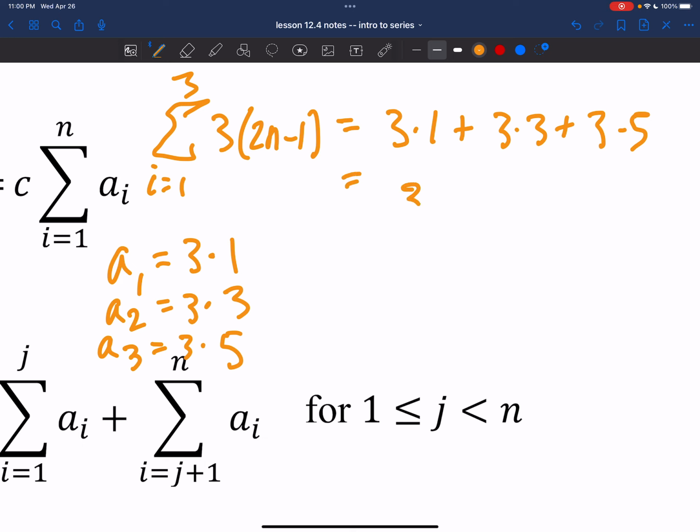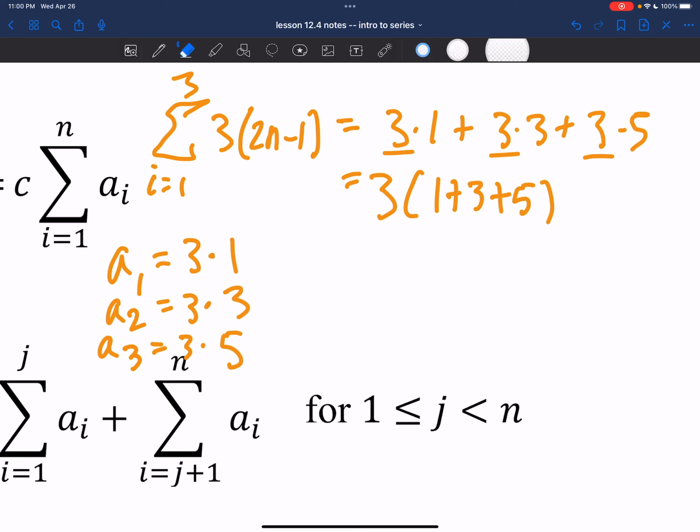You can say that's 3 plus 9 plus 15. What is that? 18, 27, right? Or you can notice that 3 is a common factor. So you factored 3 out, and then it's 1 plus 3 plus 5. But you see, 1 plus 3 plus 5, that's just the sum of the 2n minus 1 piece, right?